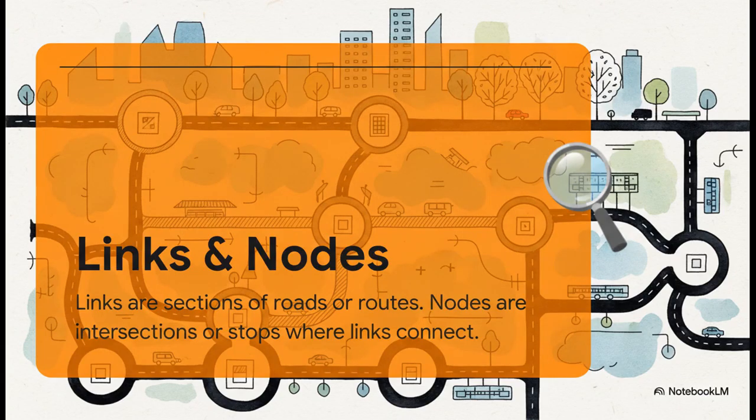A link? That's just a stretch of road between two intersections, or a part of a bus route between two stops. A node? That's just the point where those links meet. An intersection, a train station, you get the idea. That's it. An entire city's complex web of movement, all boiled down to a collection of links and nodes.